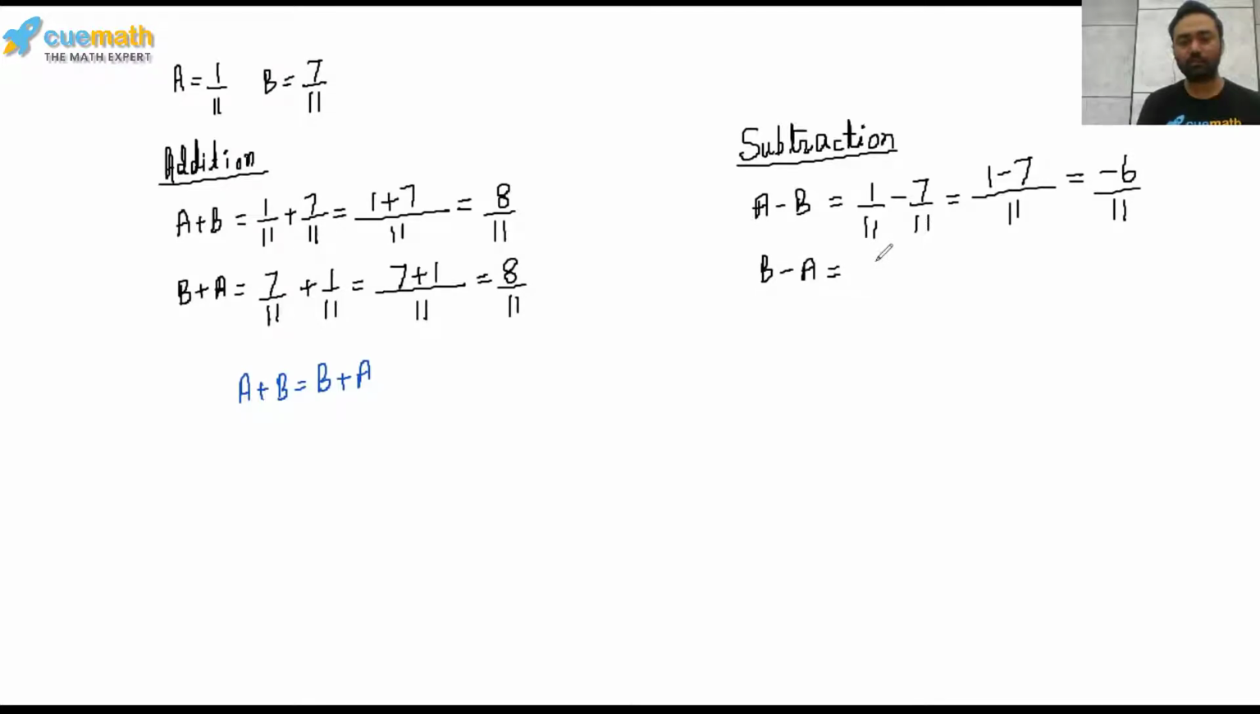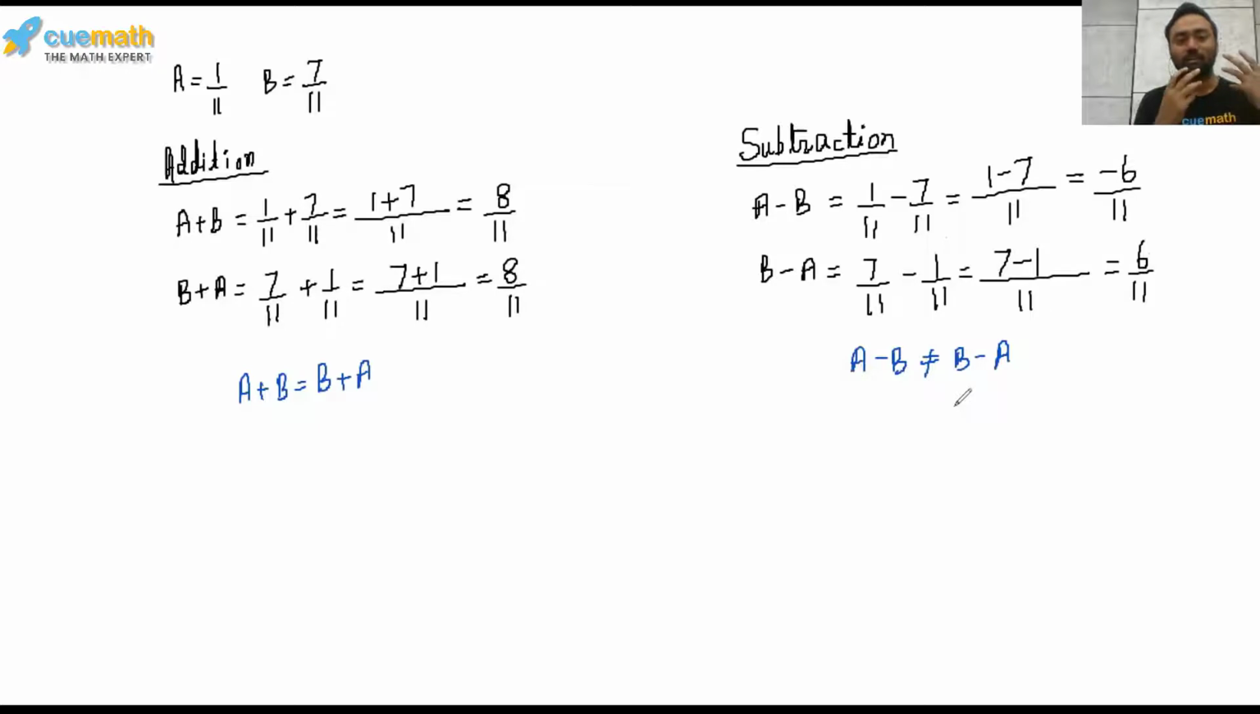So b minus a is going to give us 7 over 11 minus 1 over 11. The next line would give us 7 minus 1 over 11, and the result would be 6 over 11. Now, based on these two results, we can also draw a conclusion that a minus b is not equal to b minus a. So we can definitely say that the addition of rational numbers is commutative, but the subtraction or the difference of rational numbers is not commutative.